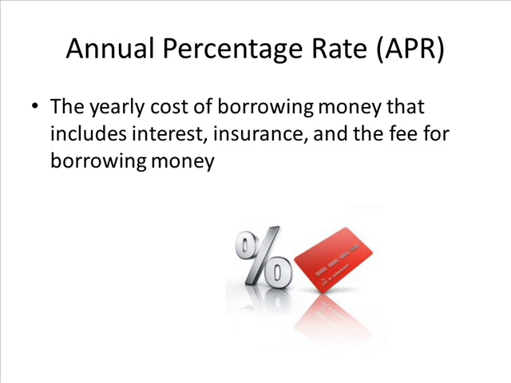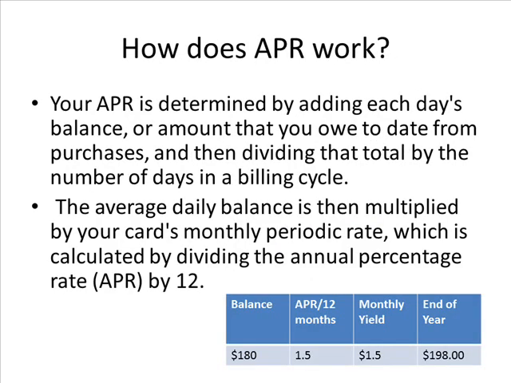Another fee that is associated with credit is APR, which is the annual percentage rate. The annual percentage rate is the yearly cost of borrowing money that includes interest, insurance, and the fee for borrowing the money. This slide quickly details how APR is determined and how it's added on to the original amount in which you borrowed.